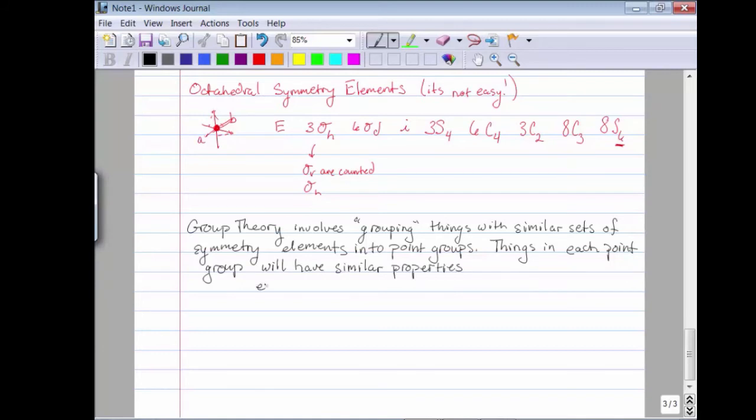I'm going to give you an example. Water is in the same point group as cisplatin. And if you remember what I told you about cisplatin, it's a cancer therapeutic. Water isn't a cancer therapeutic, but these two will have similar spectroscopic properties, similar electronic structure, and similar vibrational spectroscopy characteristics. So these guys are in the same point group.